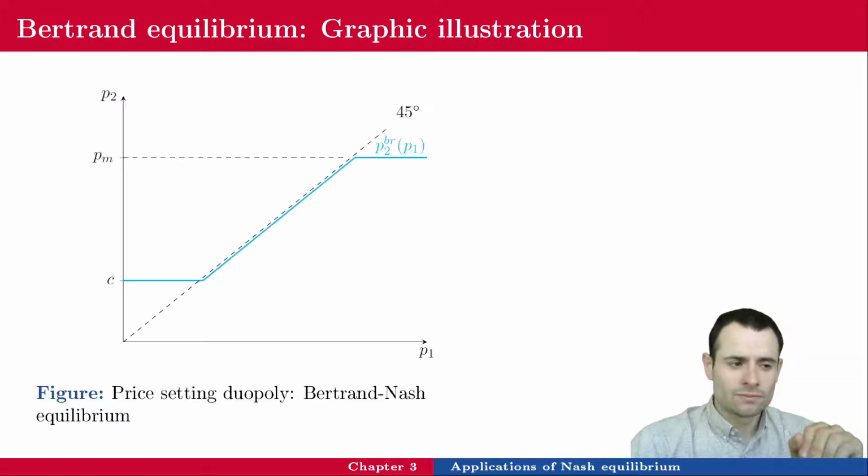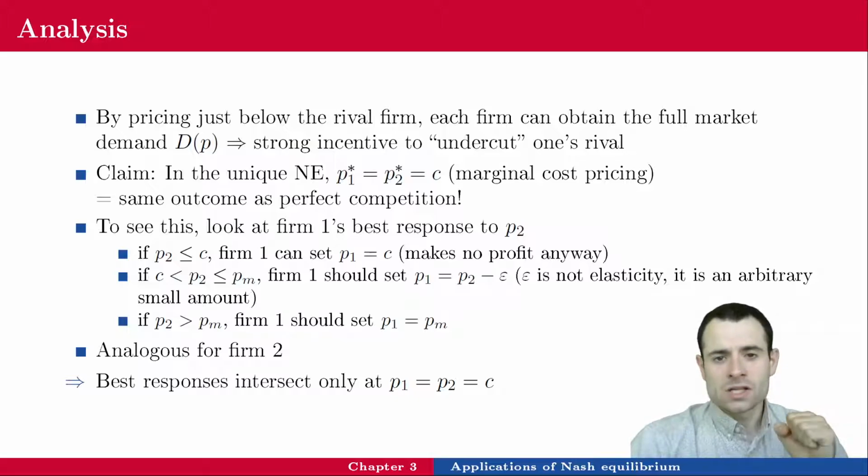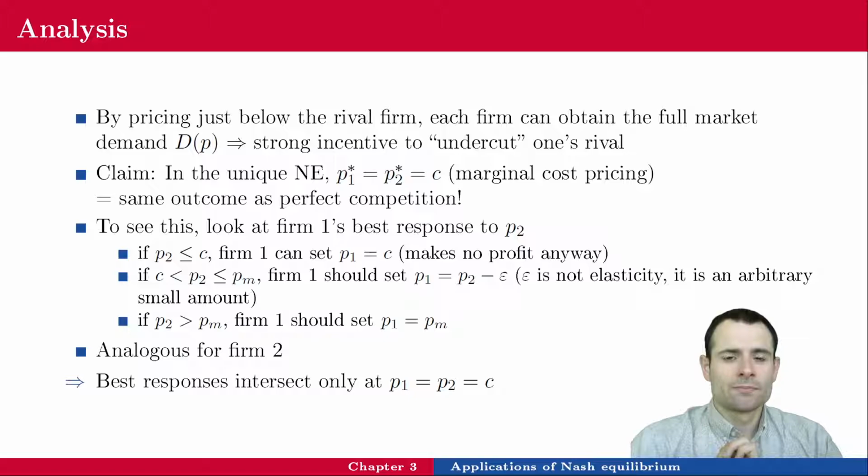Let's look at the graph. Whoops, I see a question first. When P2 sets the price over PM, why can't P1 set the price right below P2, such as P2 minus epsilon? Because P2 minus epsilon will not maximize the profit at this stage.